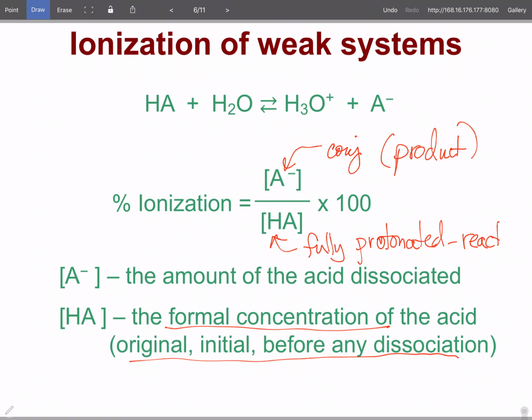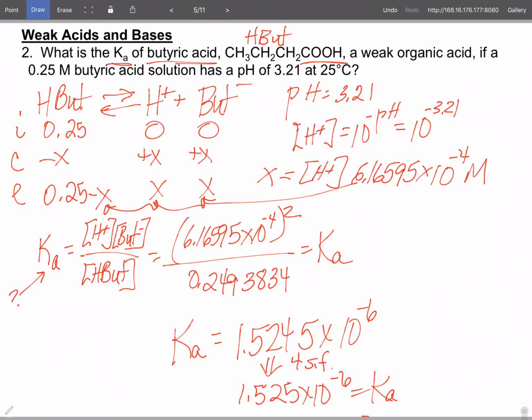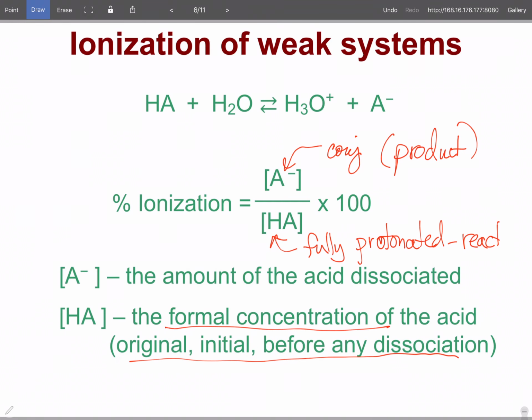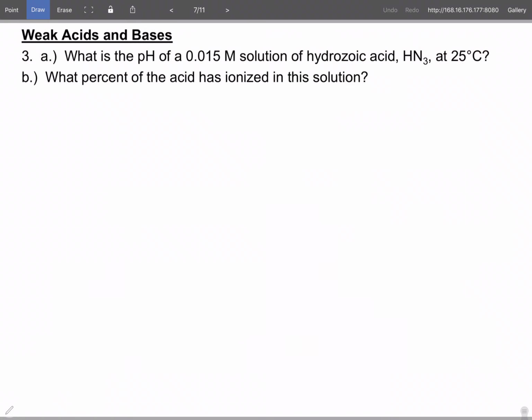So, for example, if we were looking back here, the formal concentration of H-but from before was 0.25. We do not take into account any dissociation, etc. So that's assuming that nothing happened. So even if you've calculated that value, you're not going to use it. All right, so how do we use it? We'll move on to it here.